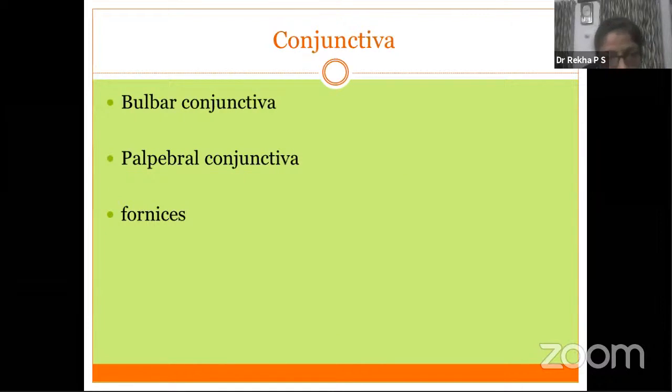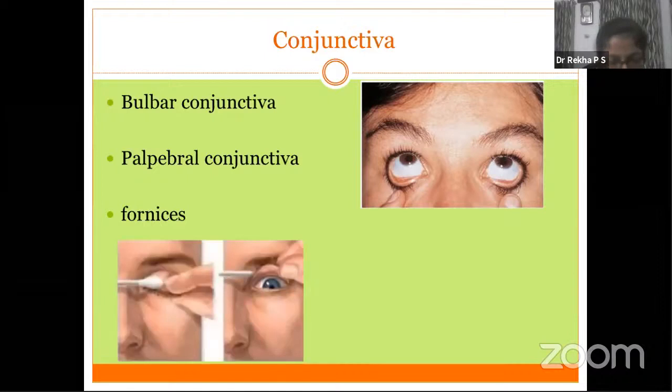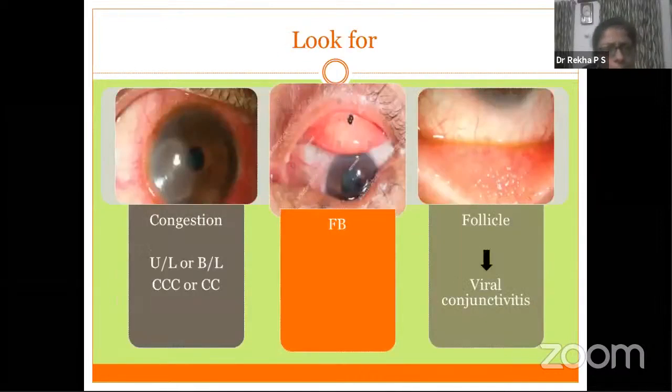Now coming to the conjunctiva, you should have an overall examination of the conjunctiva, not just the bulbar conjunctiva. You have to look at the bulbar and palpebral conjunctiva and the fornices. The lower palpebral conjunctiva and fornix can be seen by asking the patient to look up and drawing the lower lid downwards. Then the superior palpebral conjunctiva can be seen by everting the lid, and the superior fornix can be seen by double eversion using a Desmarres retractor.